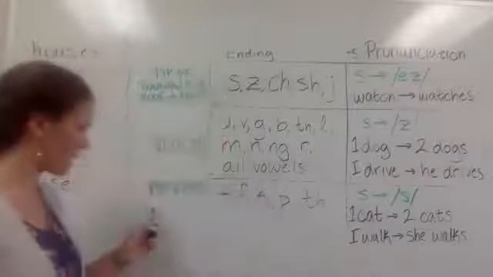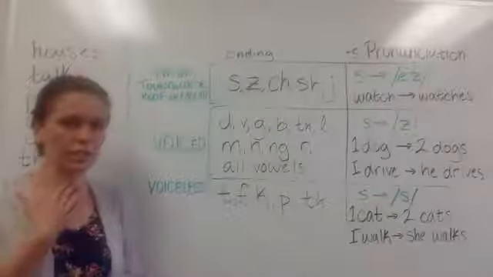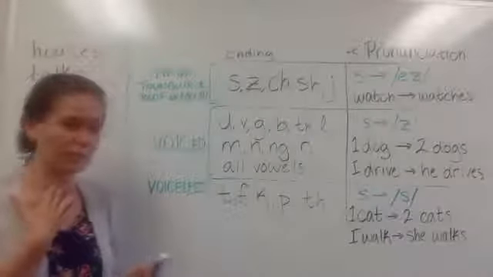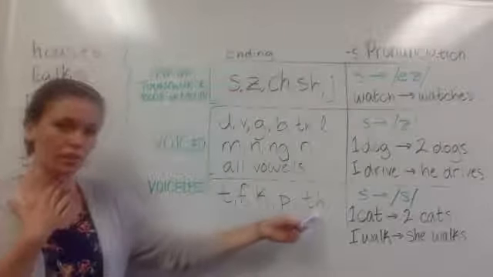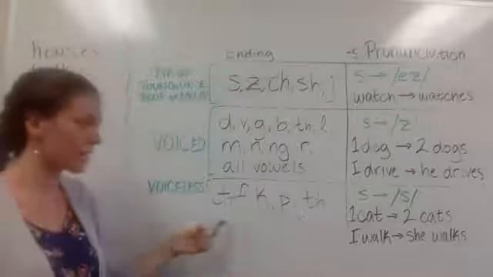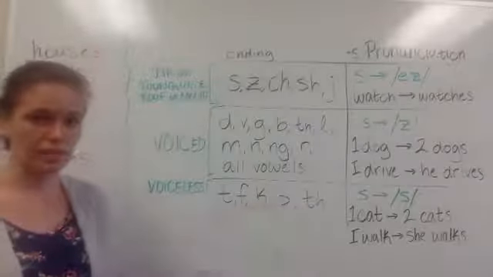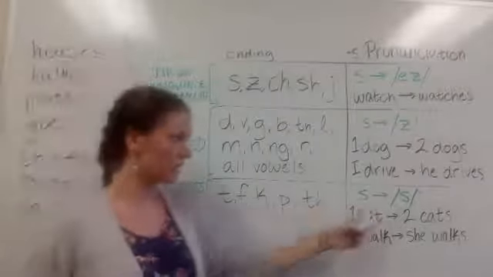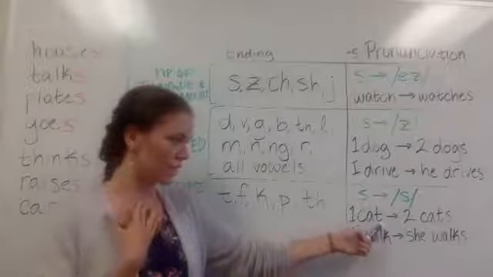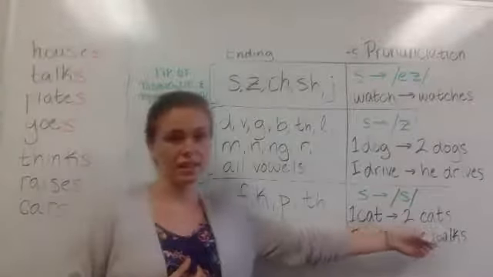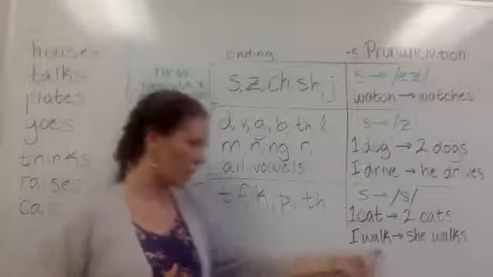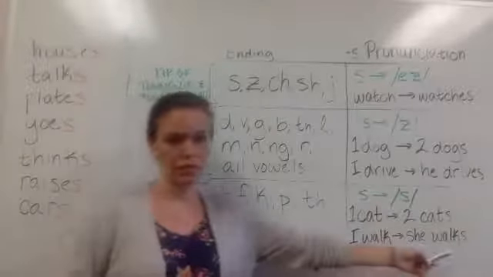And then the last set is voiceless sounds. So sounds where when you say them, you can't feel your throat vibrate. So t, f, k, th. If a word ends in one of these sounds, then you pronounce the S ending as s. So one cat, T is voiceless, becomes 2 cats when you make it plural. I walk becomes she walks.